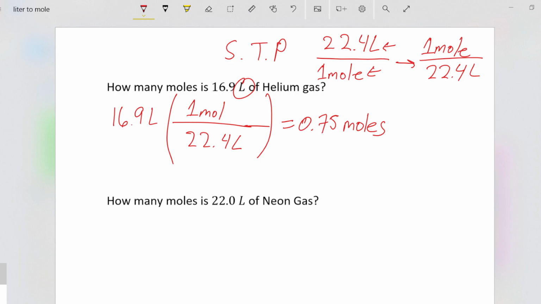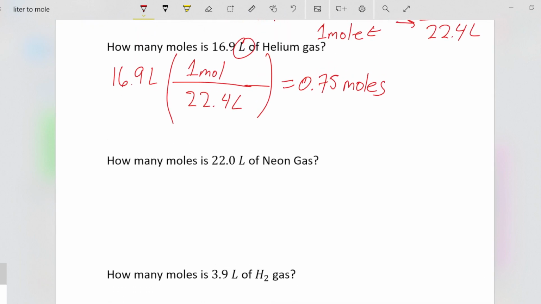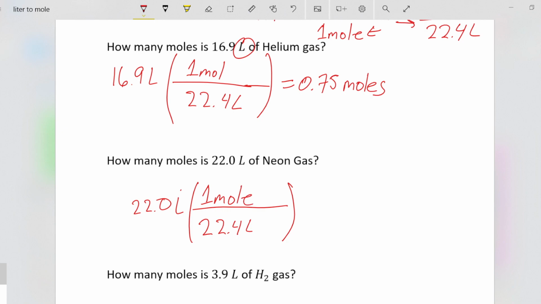So if I have this 16.9 liters of helium gas at STP, I will have 0.75 moles of that gas. I also have, let's say, 22.0 liters of neon gas. That means we are on liter island and we want to go to mole island. And so to make that trip, we would put our liter stuff below deck. That is our 22.4 liters. And above deck, where we want our stuff, will be our moles, and that was 1 mole. If I take 22.0 divided by 22.4, my liters cancel with the top and bottom. And the answer I get is 0.98 moles.